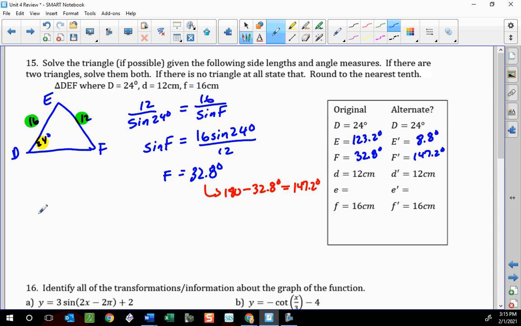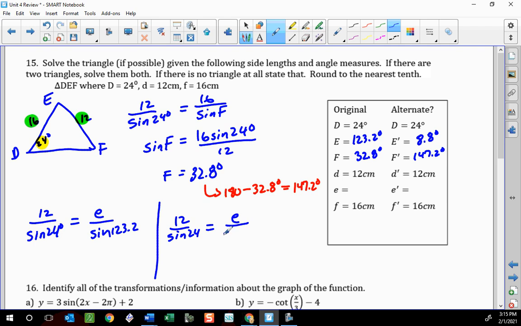All right, so I'm going to use my 12 over sine 24. That was given to me originally. I'm going to use that to find e. So do e over the sine of 123.2. And then the other way I do it is 12 over sine 24 equals e over sine 8.8. All right, so when you solve it out, this guy on the left, I got 12 sine of 123.2 divided by sine of 24.